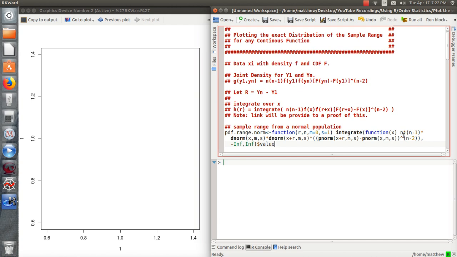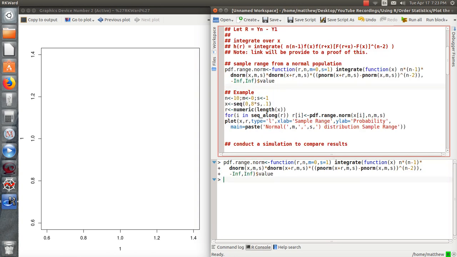And it's N times N minus 1, times certain values plugged into the density. Same here, certain values, R plus X, and then the cumulative distribution function is pnorm, and we're going to subtract off pnorm, raise it to the N minus 2. And we're going to integrate over minus infinity to infinity. So let's load this function, and this is it. This is the probability density function for the sample range for a normal distribution.